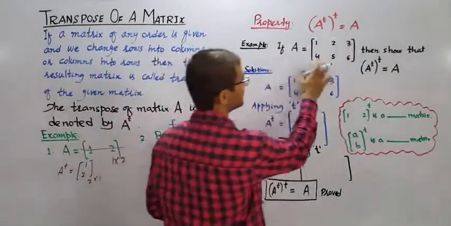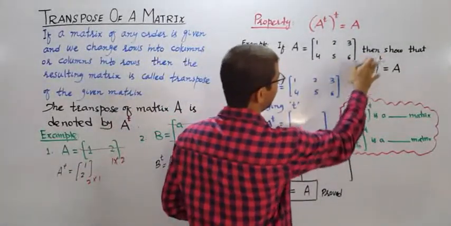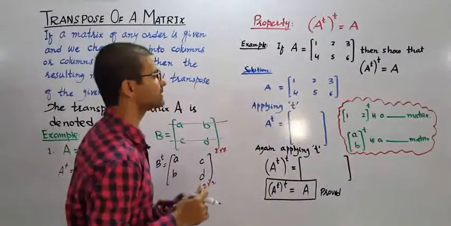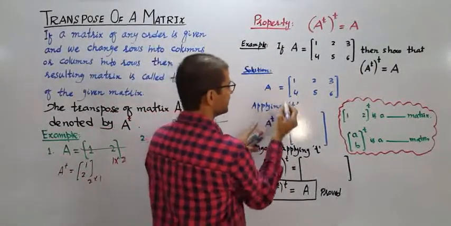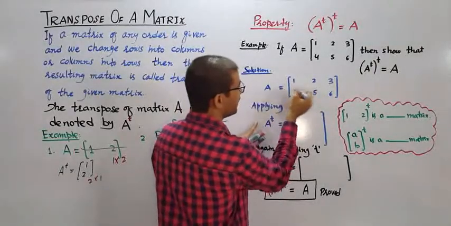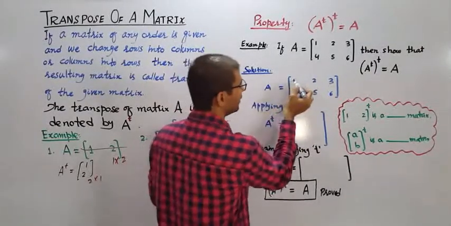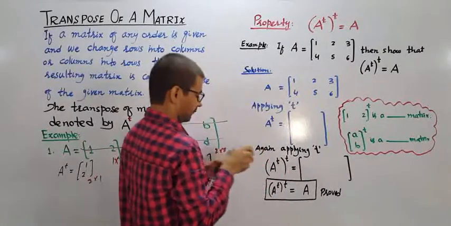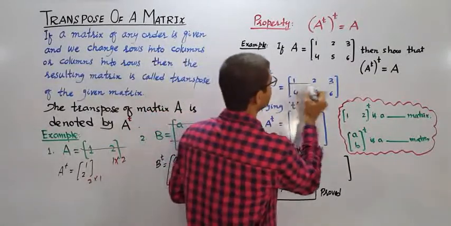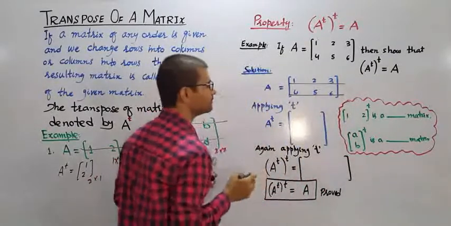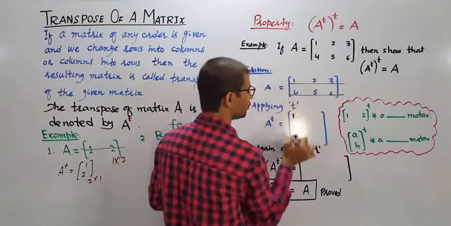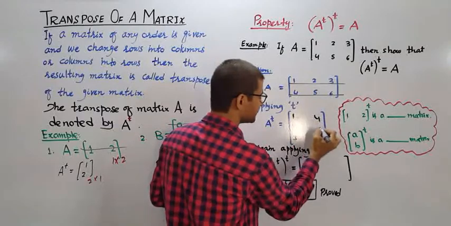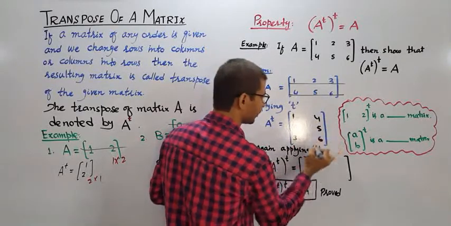Now we have matrix A. Show that A transpose to the whole transpose is equal to A. We have matrix A, applying T on both sides. How can we find the transpose of this matrix? This matrix has 2 rows, they will become columns. 1, 2, 3, first row, first column. 4, 5, 6, second row, second column.